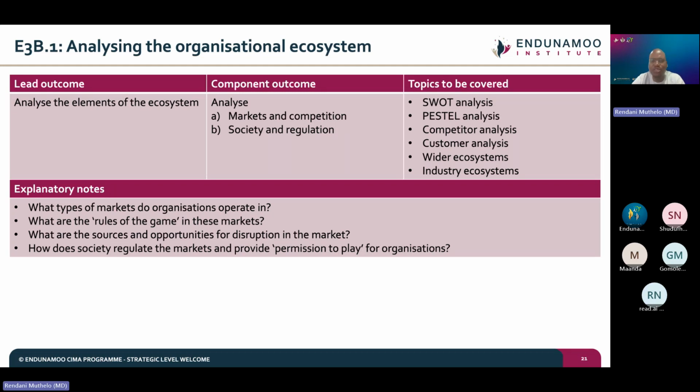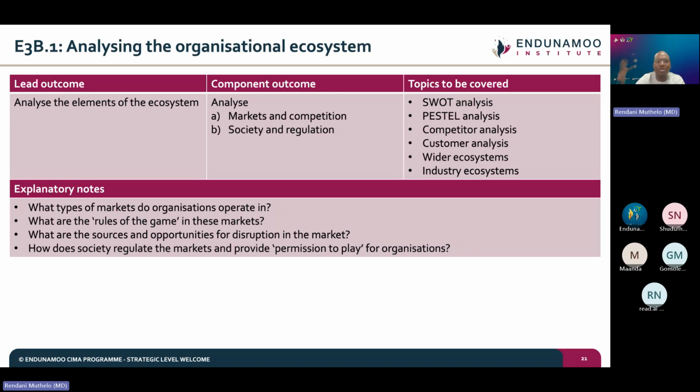Then if I'm to break it down and just talk about it from a conversation perspective to explain what I need to know, I need to understand what types of markets, because they just said analyze markets, but what do you mean? So I will need to understand what type of markets organizations operate in. I will need to understand the rules of the game in those markets. What are the regulations? For instance, in higher education in South Africa, you need a license to operate. Those are some of the rules of the game.